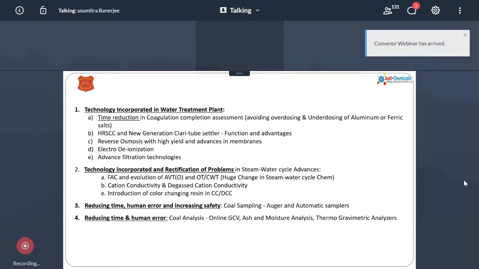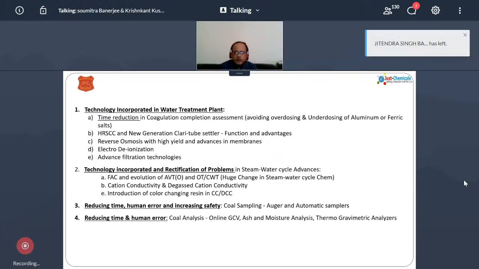Then, what is FAC, and how has this come, because earlier we only talked about development of the magnetite layer, that is the Fe3O4 layer, as a protective layer in the boilers, but that concept has changed. Now that concept has changed to oxygenated treatment. How it has changed, we'll talk about that.